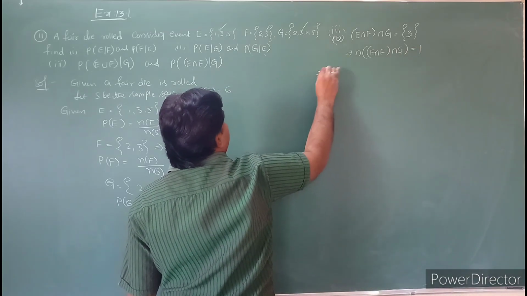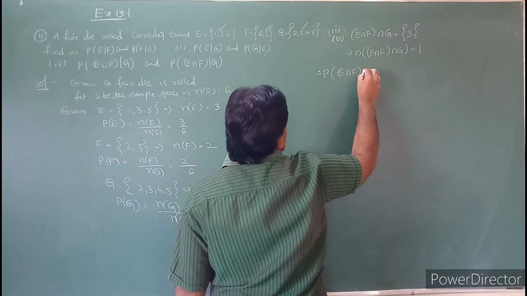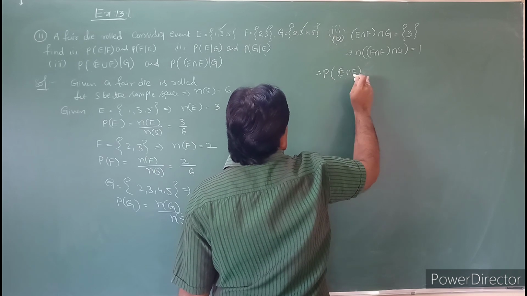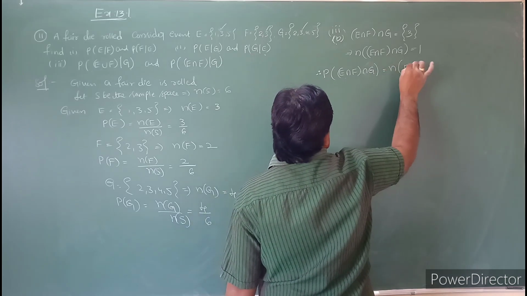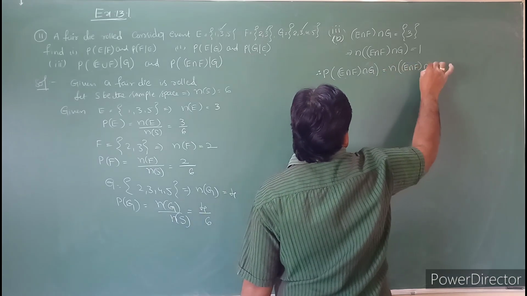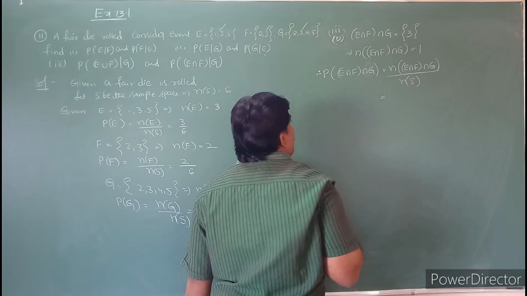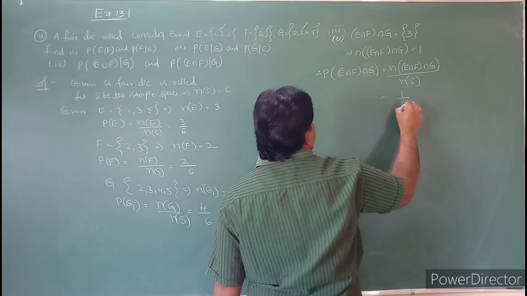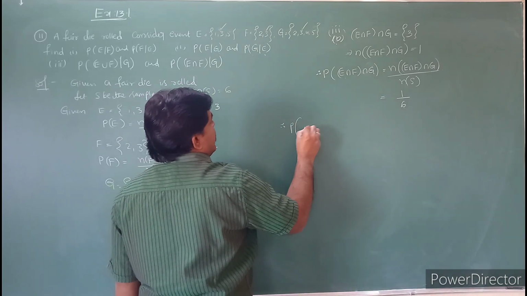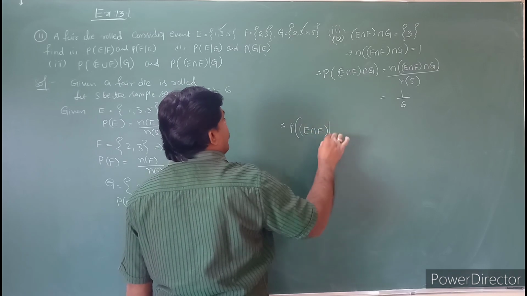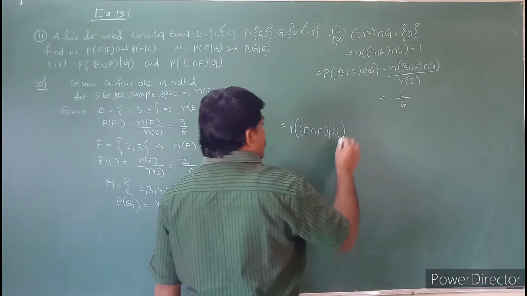So that implies n of E intersection F intersection G becomes 1. Therefore, the probability of E intersection F intersection G is n of E intersection F intersection G by n of S. What is this probability, students? That is nothing but 1 by 6. So therefore, what is the question? The probability of E intersection F given by G. This is the probability they are asking.